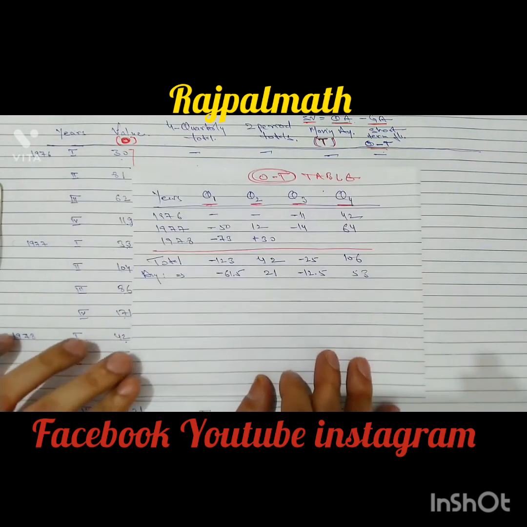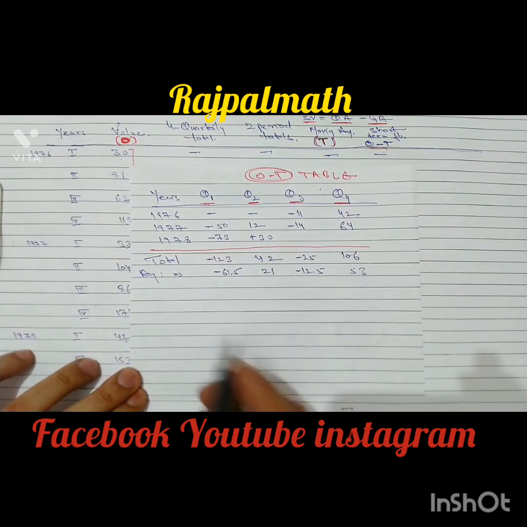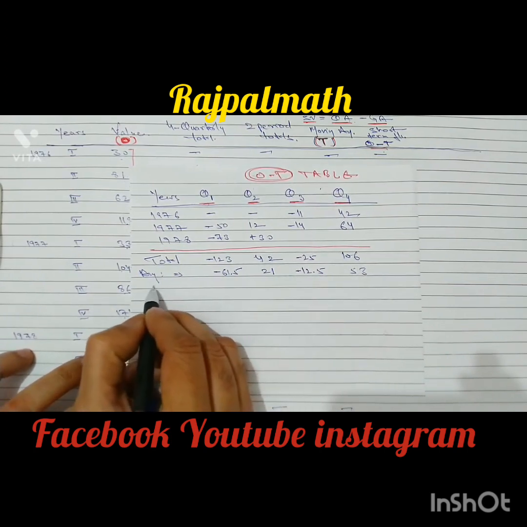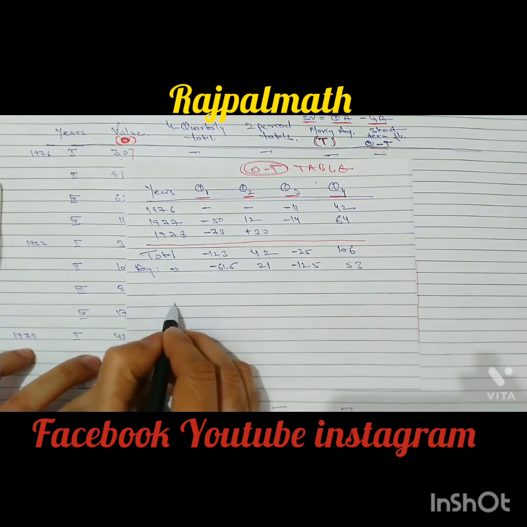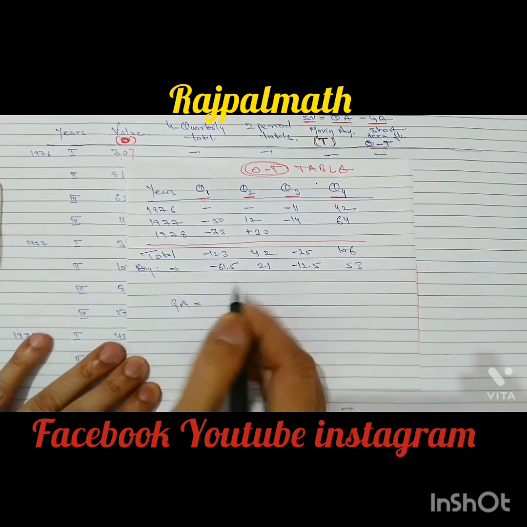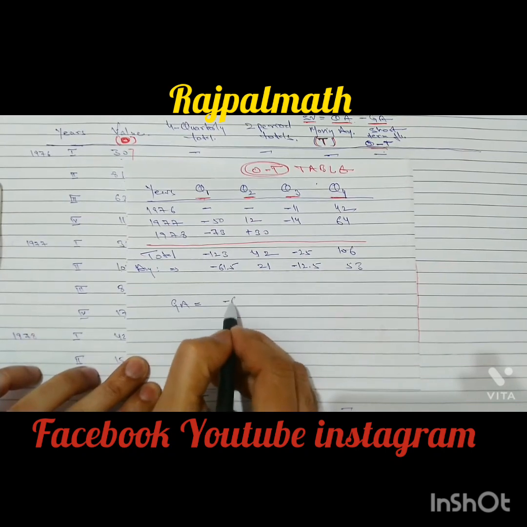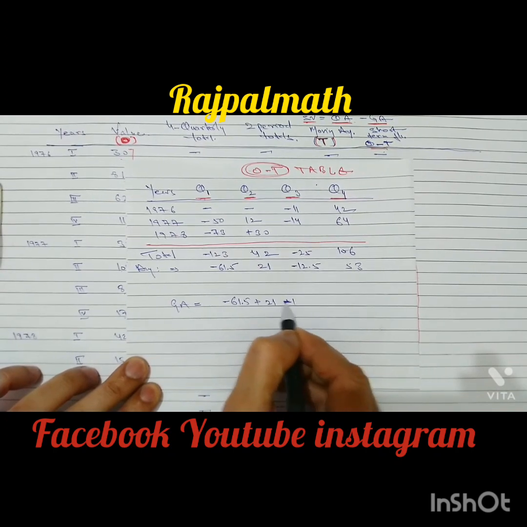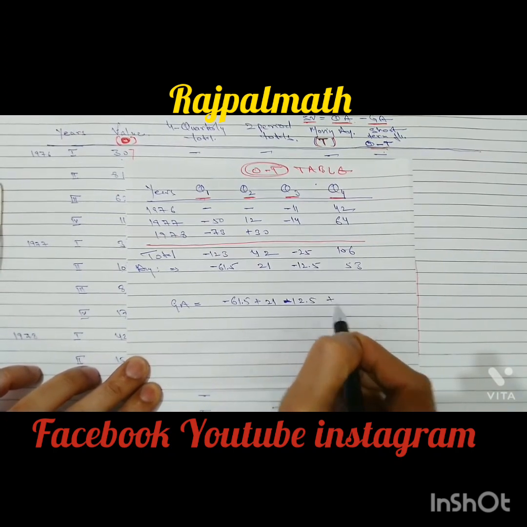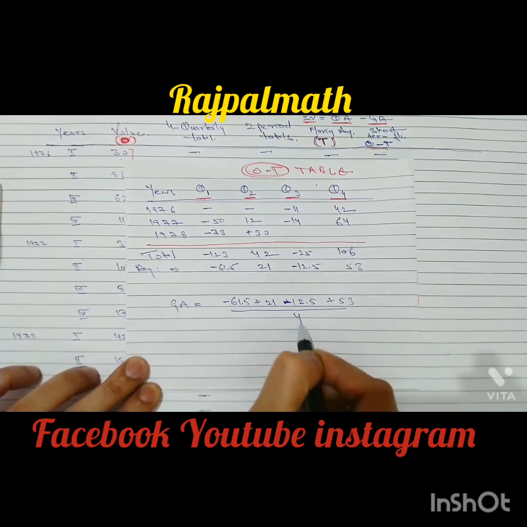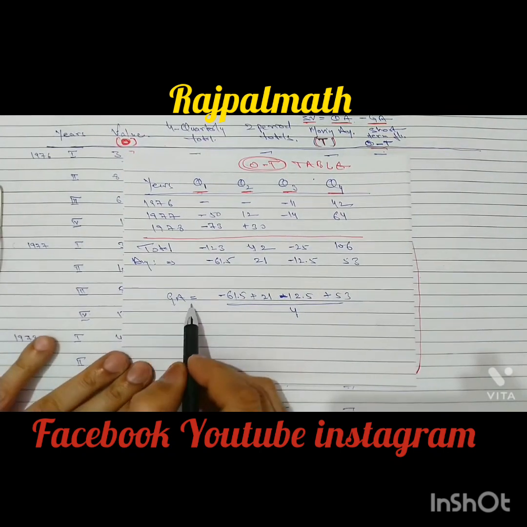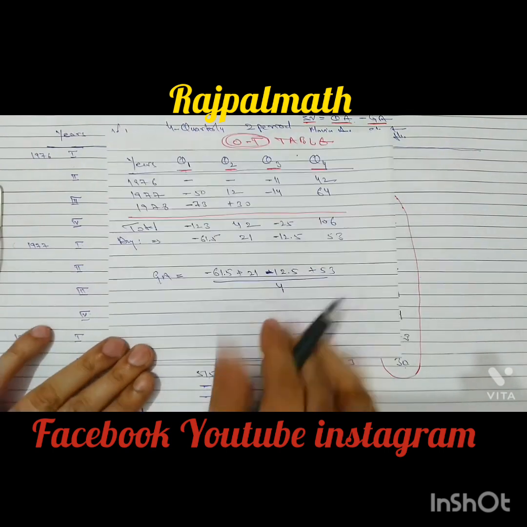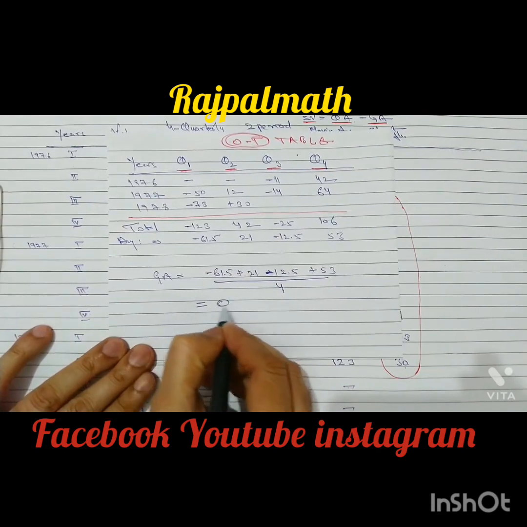Then find the grand average. For the next step, find the grand average first. The grand average is the average of the averages: minus 61.5 plus 21 minus 12.5 plus 53, divided by 4, which comes out to be 0.